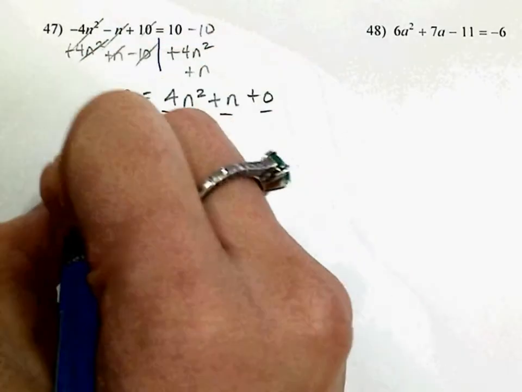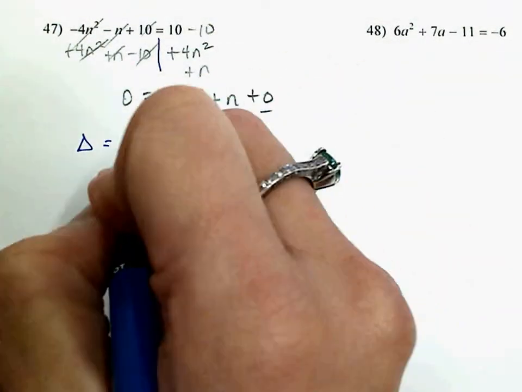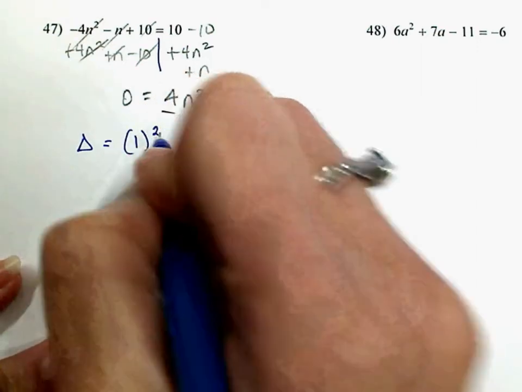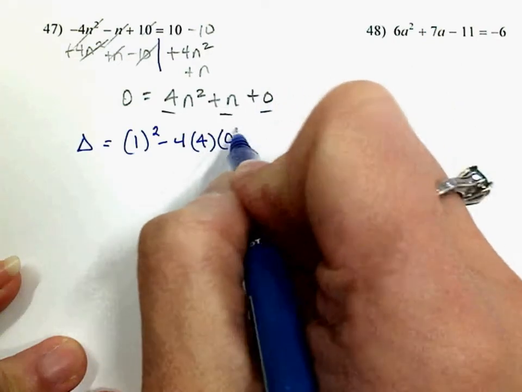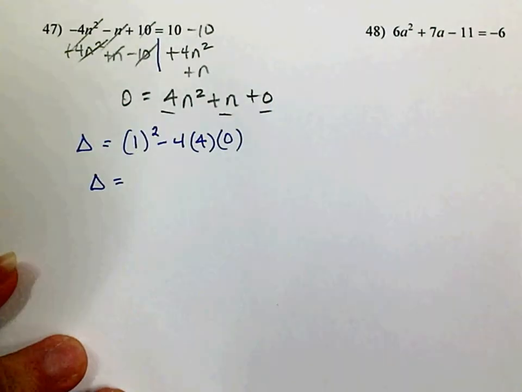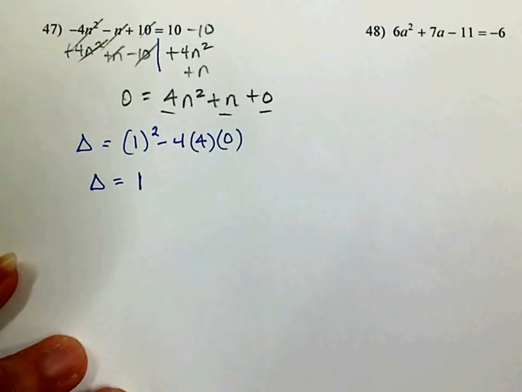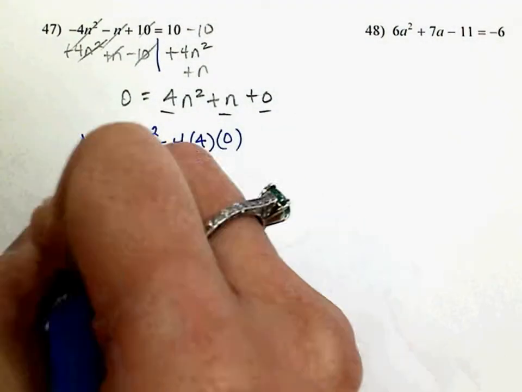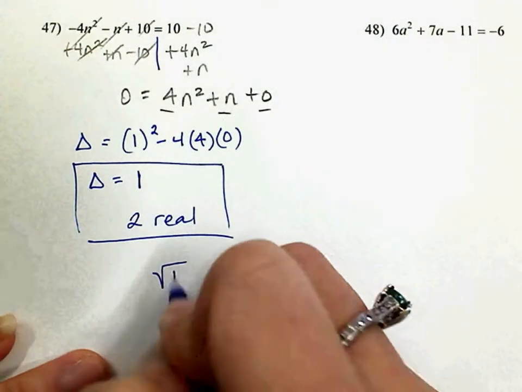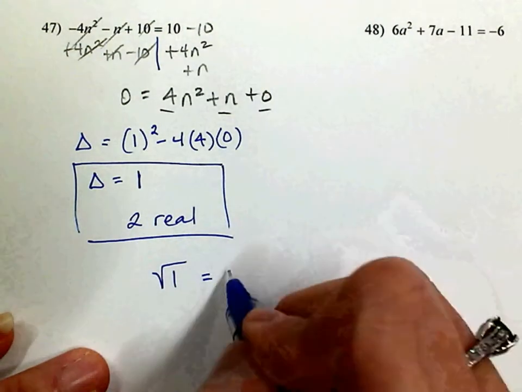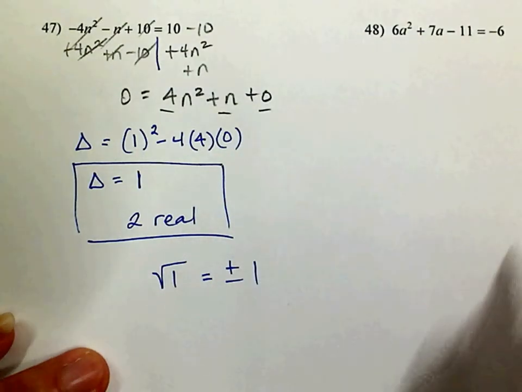So, use your symbol. What is my B? 1. So 1 squared minus 4 times your A. What is your A? Times your C, 0. And when you type all that in the calculator, what do you guys get? 1. So what kind of answer am I going to have? 2 real. Very good. Next part, take the square root of 1. What's the square root of 1? 1. So it's plus and a negative. Anytime you take a square root, it's plus or minus. What kind of answer is 1?